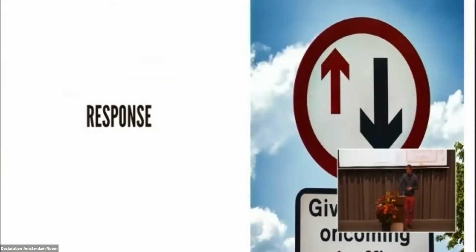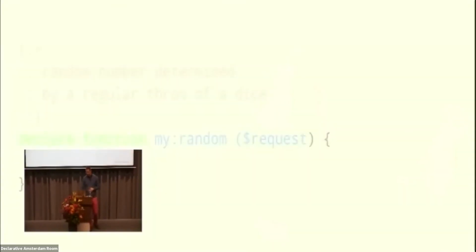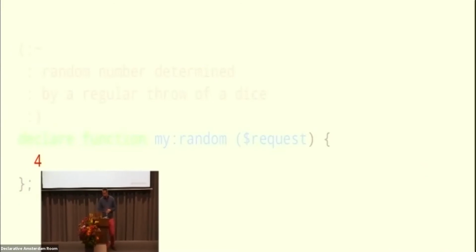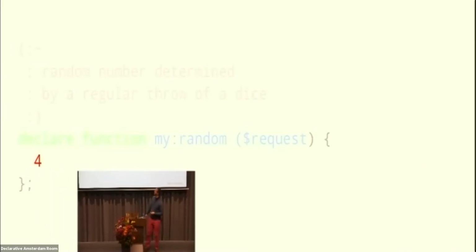The response. Let's have a look at that. Can you see that? I only highlighted it before, which is stupid, but it's a very random number that I chose by throwing a dice. And so my random would here return just a 4. And this is all you have to do to return a 4 from this route handler.